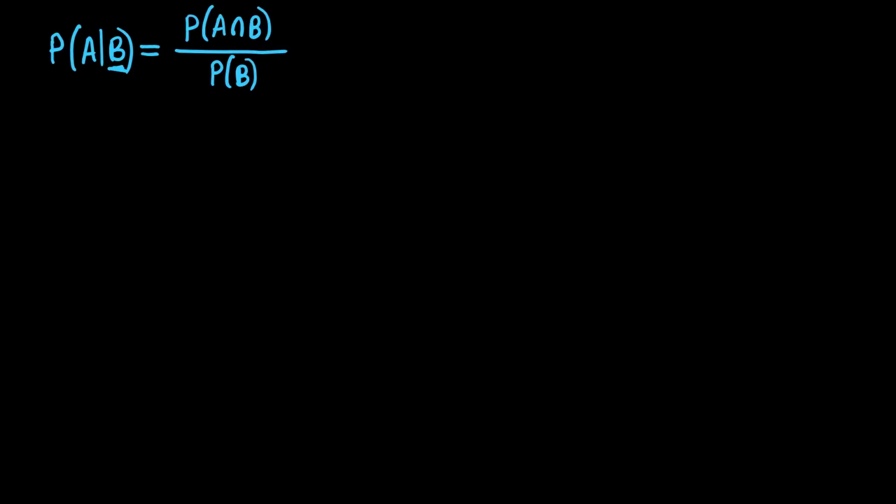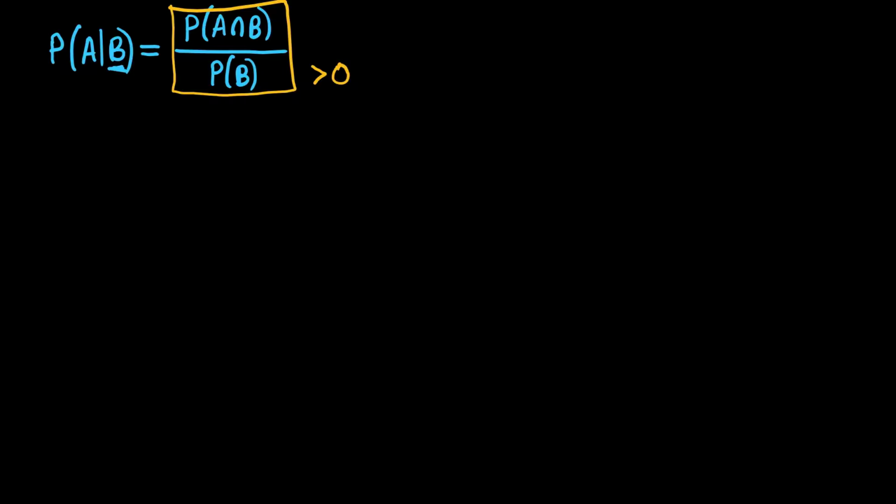So notice that in order for this expression on the right side to make sense, the probability of B, the denominator here, needs to be non-zero. And because the probability of any event is greater than or equal to 0, and since we need this denominator to be non-zero, that means that the probability of B has to be strictly greater than 0. Okay, so that's the only requirement here.